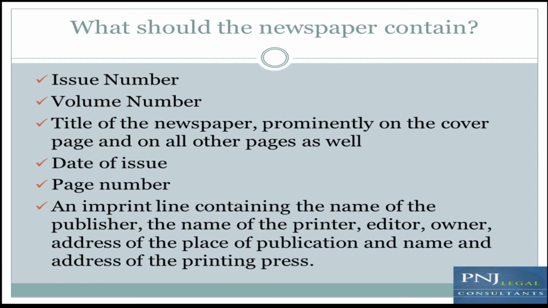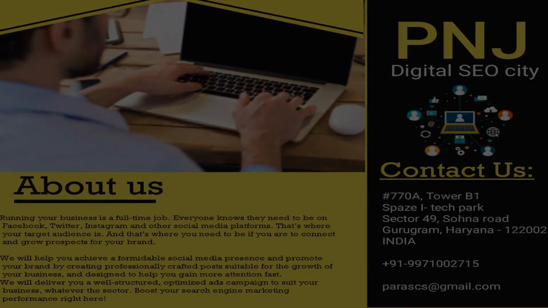Now, it is also very important to know what all should be there in a print when it is brought to the people. The current slide deals with that. So, we must have the issue number, the volume number, title of the newspaper on all pages of the newspaper, which should be prominently there on the cover page. The newspaper should also include date of issue, respective page numbers, and finally an imprint line that contains the name of the printer, publisher, editor, owner, the place of publication, and the name and address of the printing press.